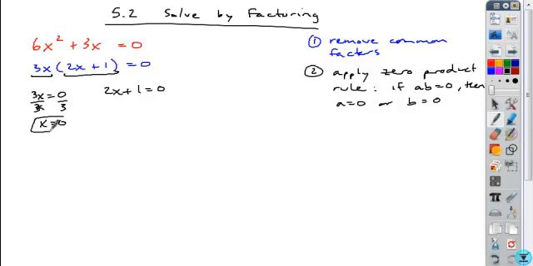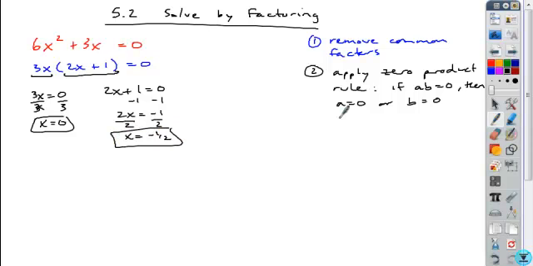So there's one solution. And then if you looked at this binomial factor, what value of x would give you a 0 for this binomial factor? Negative 1/2. So again, you can confirm that if you wanted to by going through the steps to solve. Okay, but that is applying the zero product rule.